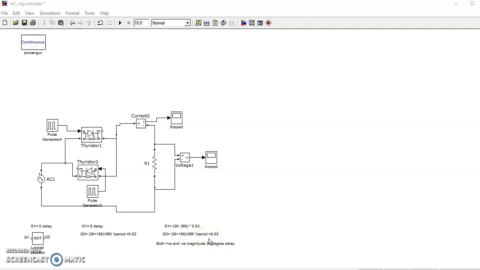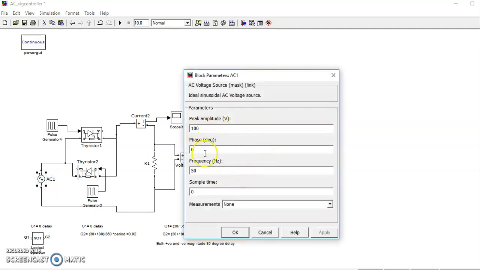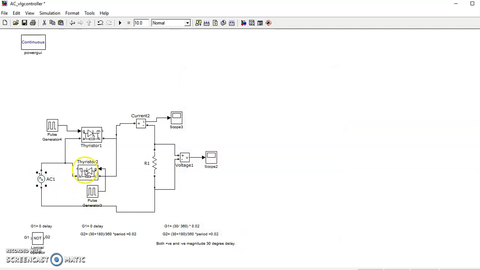In the last video, you learned about the single phase AC voltage regulator. This is the circuit diagram for the single phase AC voltage regulator. The source is 100 volts, frequency 50 Hz. The thyristors are connected anti-parallel. Then a resistive load is used.